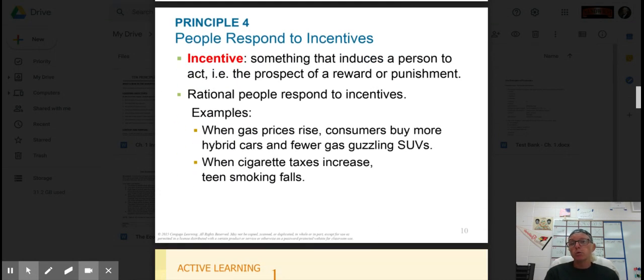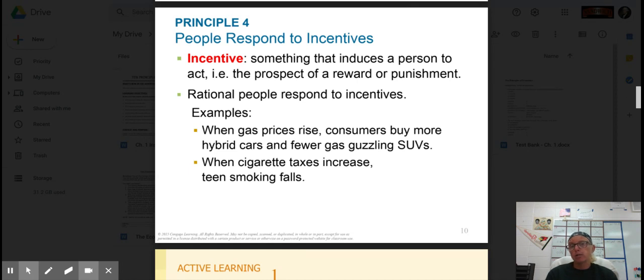Principle number 4, people respond to incentives. Of course they do. And what are the incentives? Well, they can be boiled down to 2 things. Is it the carrot or the stick? It's just an analogy that people use when talking about incentives. If you're a donkey and you need to move that donkey, would you be more incentivized to get hit in the butt with a stick to move, or would you be more incentivized to move if you had a carrot dangling in front of you and you would move towards it to get it? So it can be reward or punishment. And rational people respond to incentives.